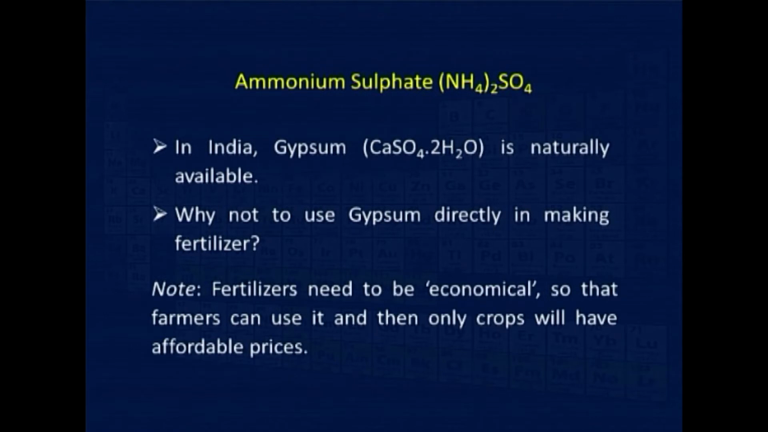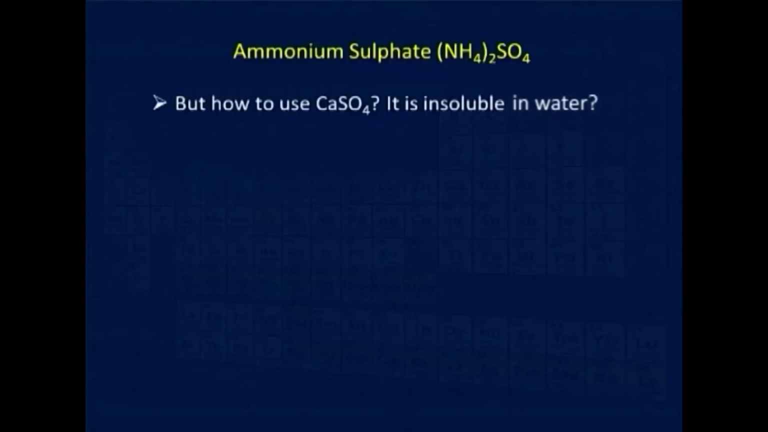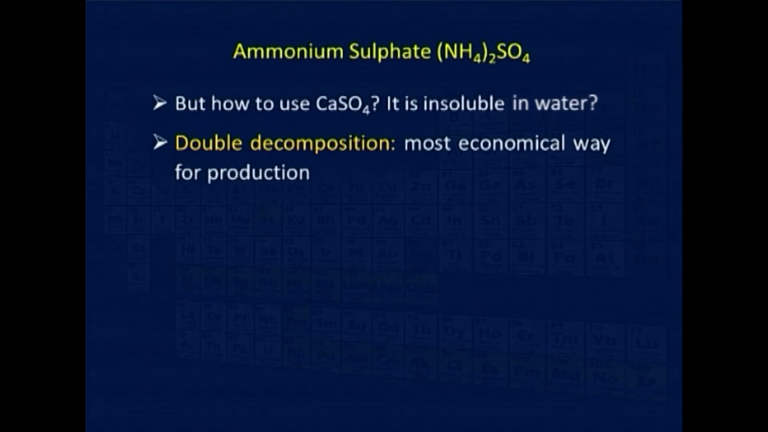I would like to make a note that fertilizers need to be economical, so that farmers can afford them and then crops will be much more affordable for all people. Now, if we start manufacturing with calcium sulphate, one of the first difficulties we encounter is that it is insoluble in water. We cannot bubble ammonia and get ammonium sulphate as we thought initially. So, how to go for it? We have to use a different method of preparation of ammonium sulphate, which is nothing but a double decomposition.